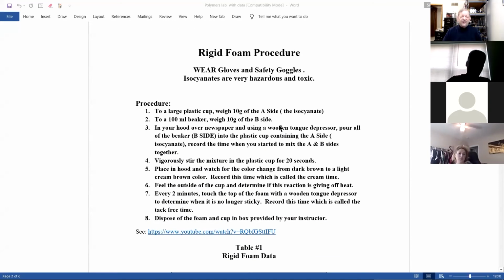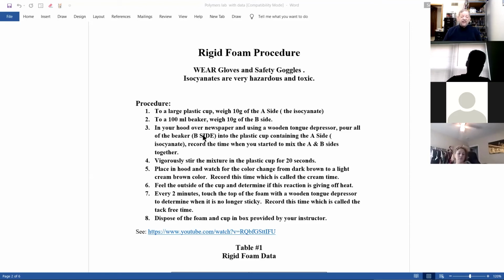Now, in this lab, if we were to do it in a large plastic cup, and I've already told you in the hood, we have some newspaper, and over that, some plastic wrap. It's because urethane sticks to everything. It's hard to get off. So that's why we put that down. You weigh 10 grams of the A side, the isocyanate, in a beaker, separate, or in a plastic cup. In a beaker, you weigh out approximately 10 grams of the B side, and with a tongue depressor, you pour the B side into the A side, mix, and watch.